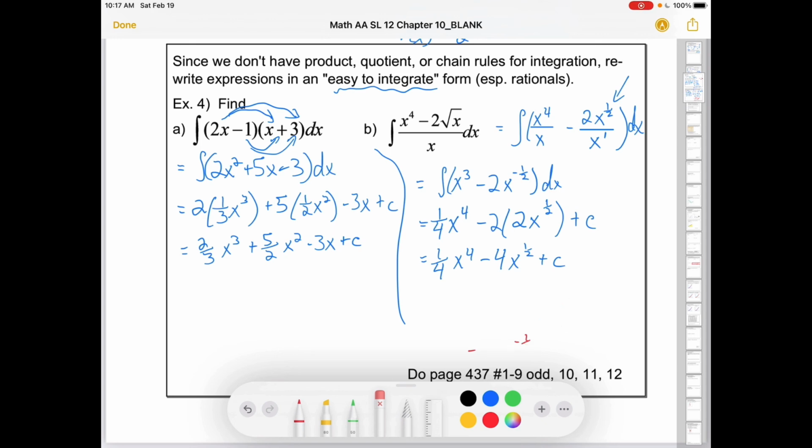There's some practice around this on page 437, numbers 1 to 9 odd, 10, 11, and 12.